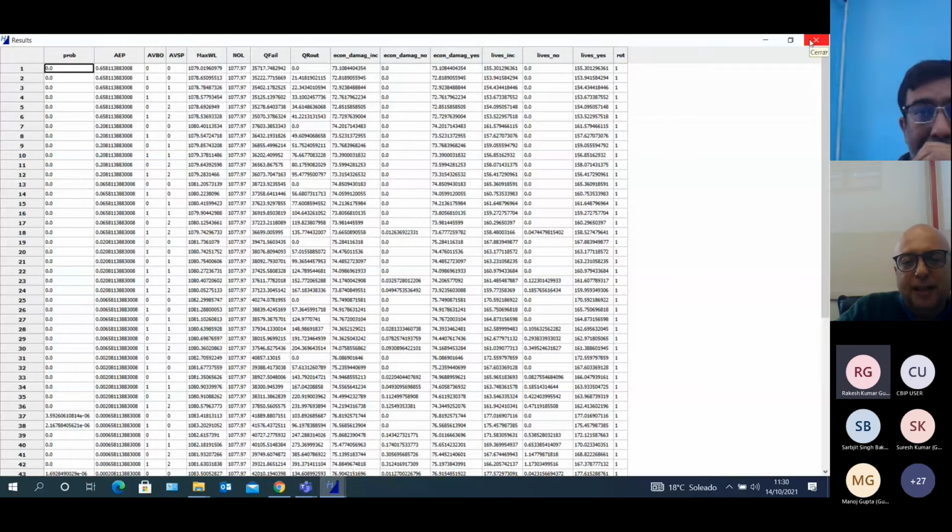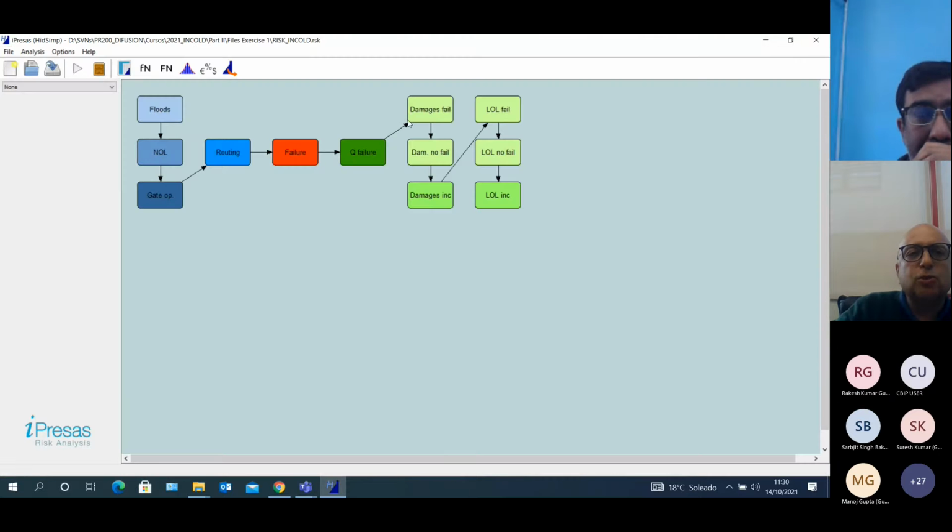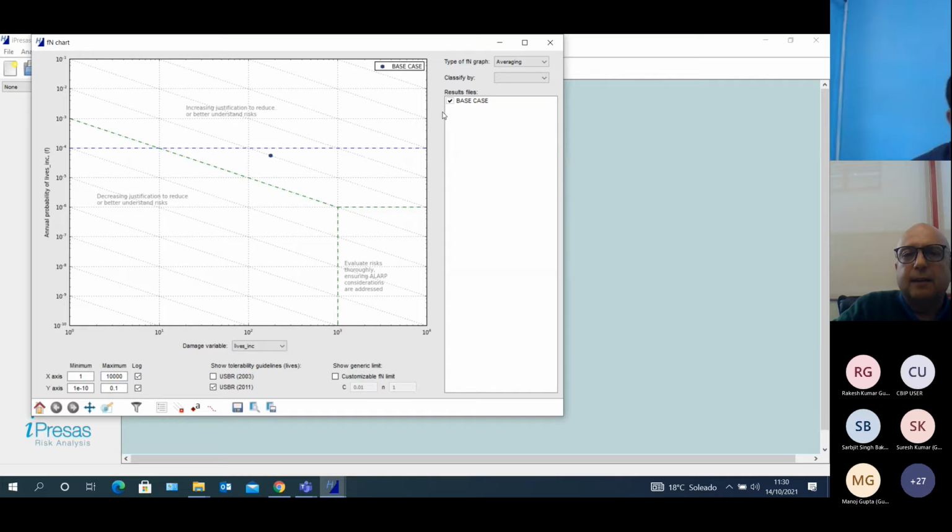Just for you to know that it is not a black box, that you can follow the event tree if you are interested in reconstructing it. Let's go to something more interesting. Let's go to an FN chart, for instance, here. Let's press it, and then the base case, it's there.